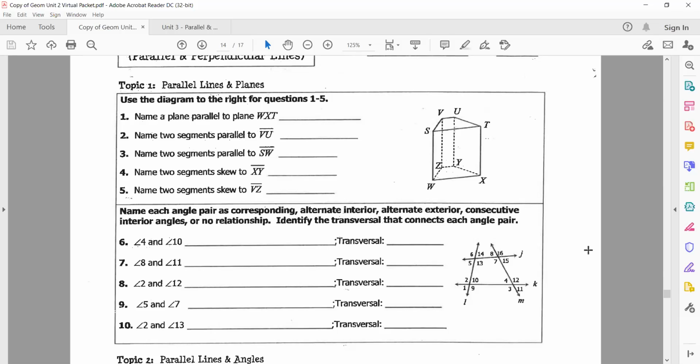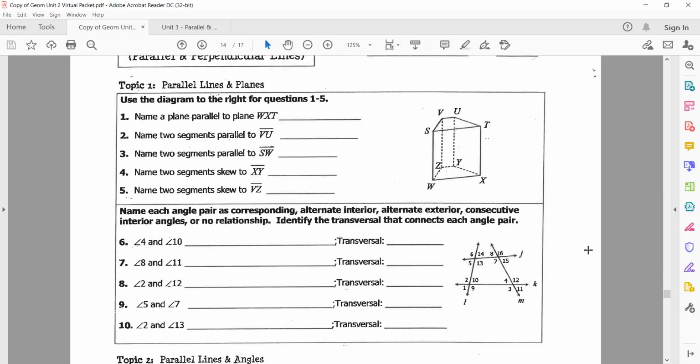You know, turn this thing into a checklist. If you've got the definitions there in your notes, just ask yourself, are they corresponding? Nope. That means they have to be on the same side of the transversal, the same relative position to the lines. Are they alternate interior or consecutive interior? No, they can't be, because they're not inside the other two lines. They're not in that space that's between. So the only possibility in terms of defining the relationship that you have left is alternate exterior.